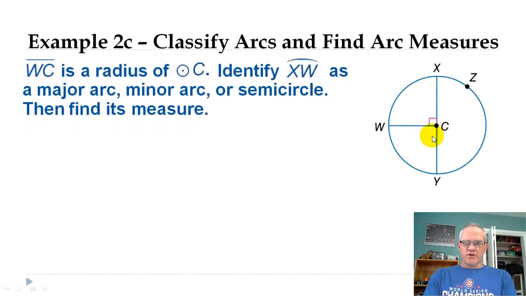All right, and then one more here, XW. So here we got XW is this one. You go, well, that looks like it's 90 degrees, and so that's got to be less than 180, so that's a minor arc. And again, it's labeled as a right angle, so that means it's 90 degrees.